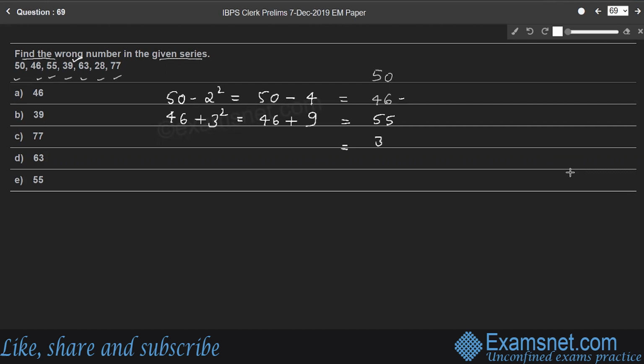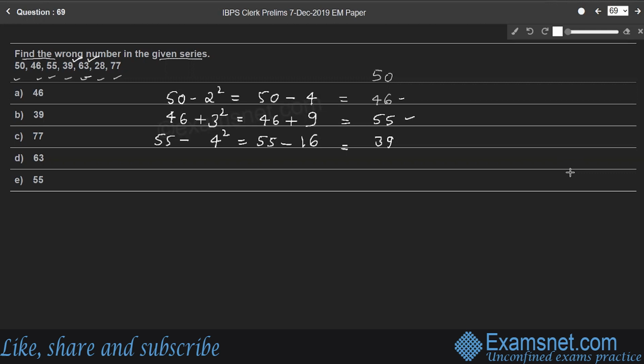39. So 39 is obtained from 55 when a number is subtracted from 55, and that number is 16. What is 16 here? Square of 4. So 55 minus 4 squared gives 39. Right? What must be the next number? Here 63 is given. We'll check whether the next number is correct or not.